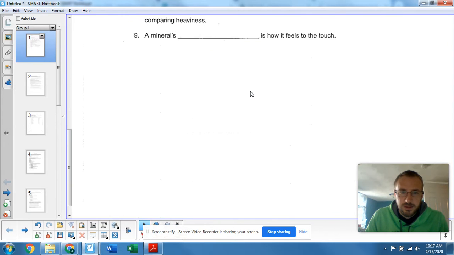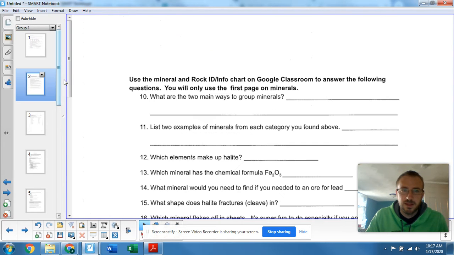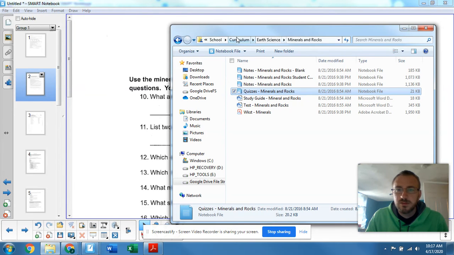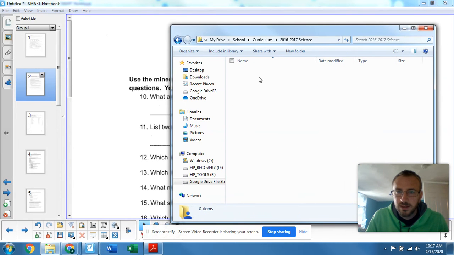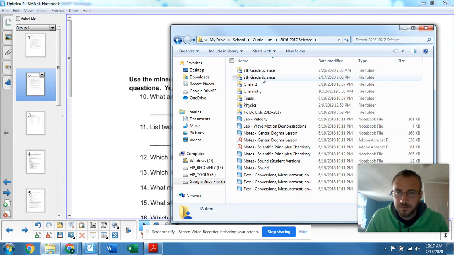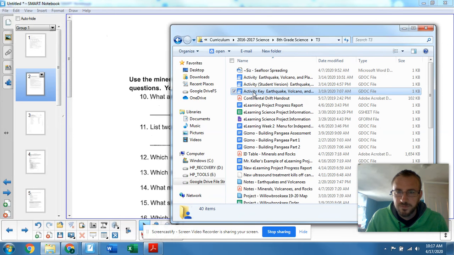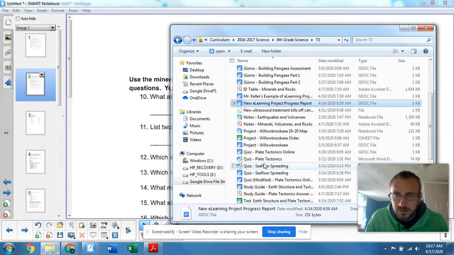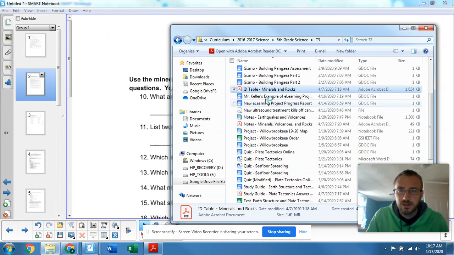But otherwise, for the second page, and I'll post it with this video in the same post, there is a mineral ID guide. I think it's, oh, maybe I didn't open that one. So let me go open that. This is what you're going to use for the second page. Mineral ID. Here we go.